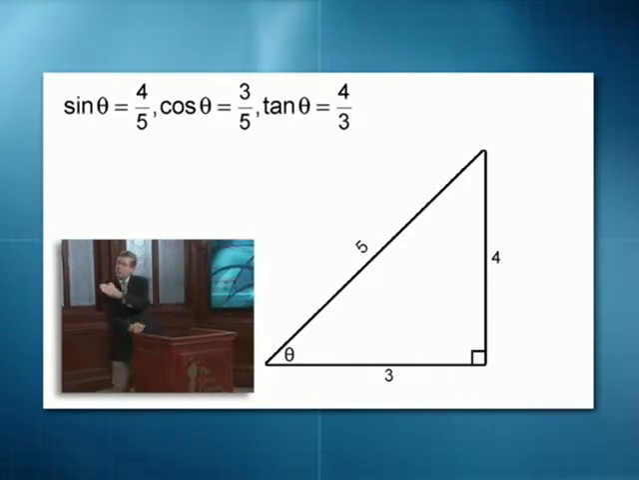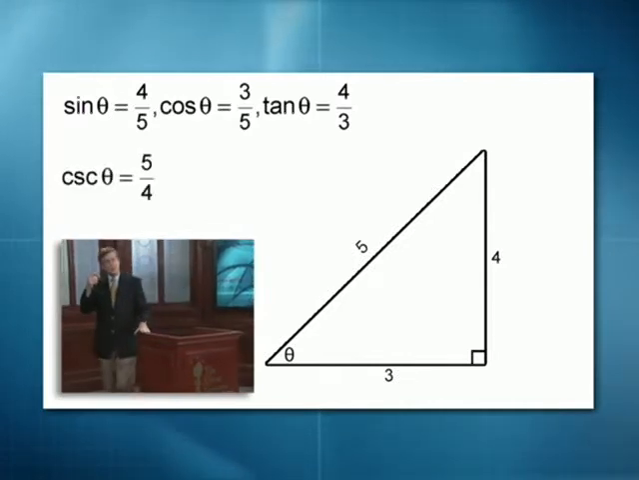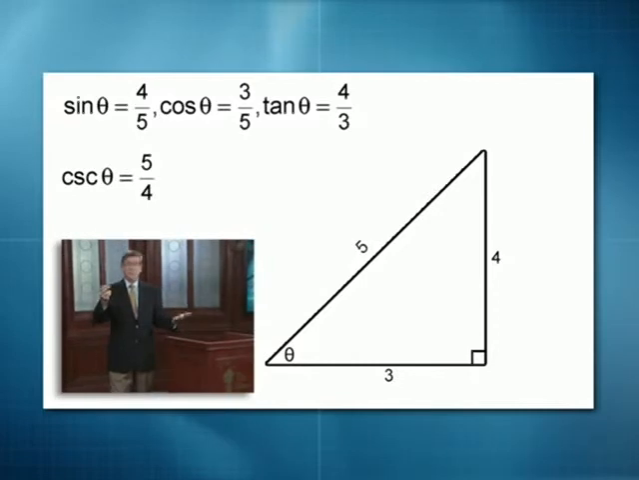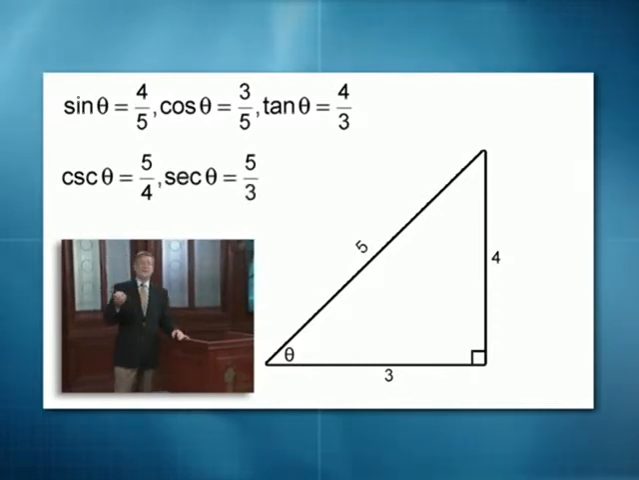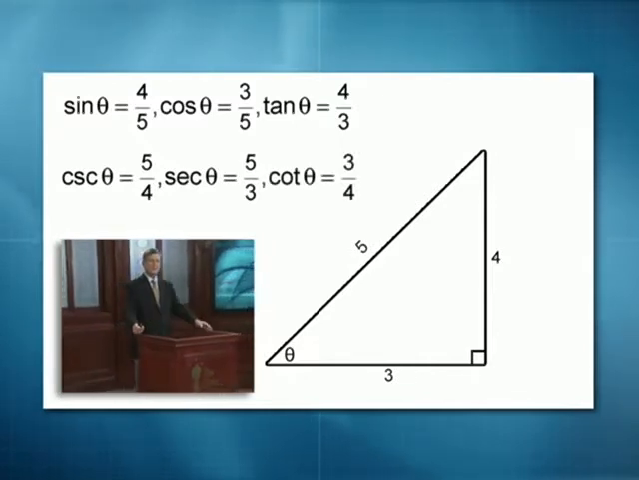And then the other 3 trig functions are pretty simple. They're the reciprocals of what we just calculated. So cosecant is the reciprocal of 4/5, so it's 5/4. Secant is the reciprocal of 3/5, so it's 5/3, and cotangent is 3/4. Well, congratulations. You just calculated trigonometric values. Way to go. If you've never done it before, it kind of feels good, I think.